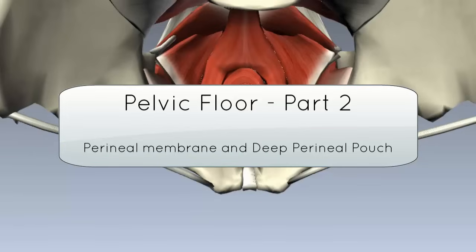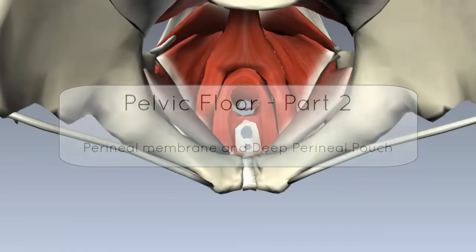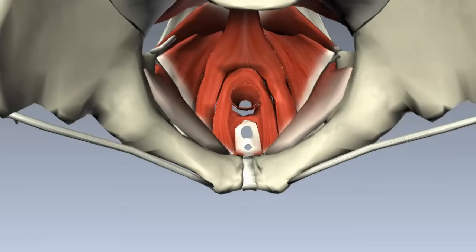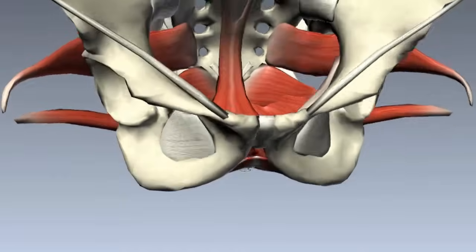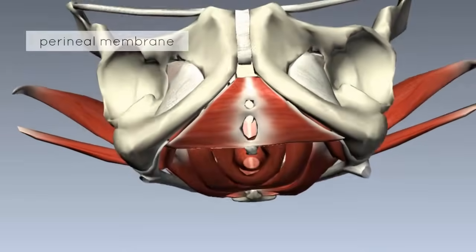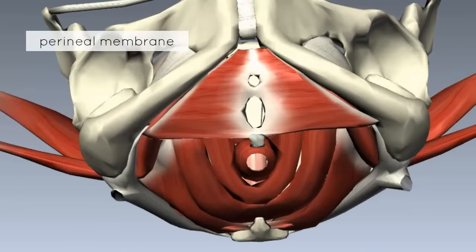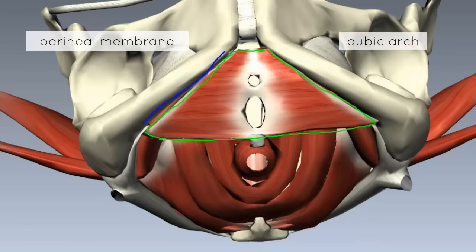So in this next part of the tutorial we'll be looking at the deep perineal pouch and the perineal membrane. Inferior to the pelvic diaphragm you've got this membrane which is called the perineal membrane. You can see this triangularly shaped structure here which I've outlined in green, and this is a thick fascial structure which attaches along the pubic arch. You've got this attachment along the pubic arch here, and at the back it's got this posterior border which is free, so it's not attached to anything.